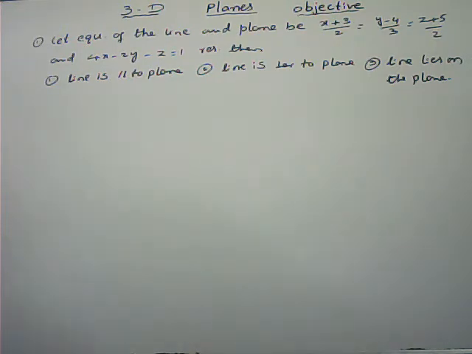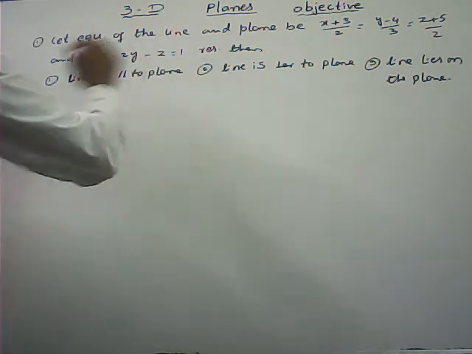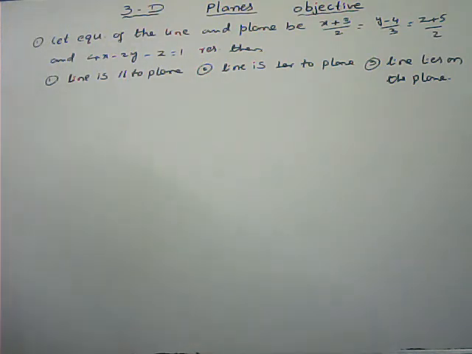Now planes. Let the equation of the line and plane be (x plus 3)/2 = (y minus 4)/3 = (z plus 5)/2 and 4x minus 2y minus z equals 1 respectively. Then what about that line and plane? Is the line parallel to the plane, perpendicular to the plane, or does it lie on the plane? How to know that?